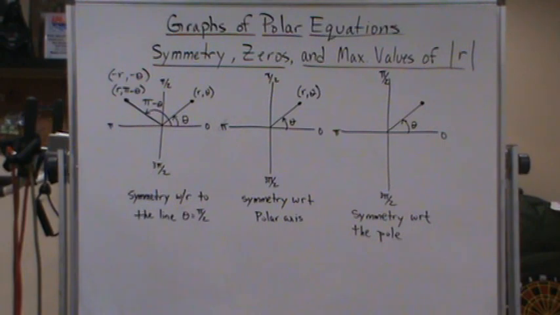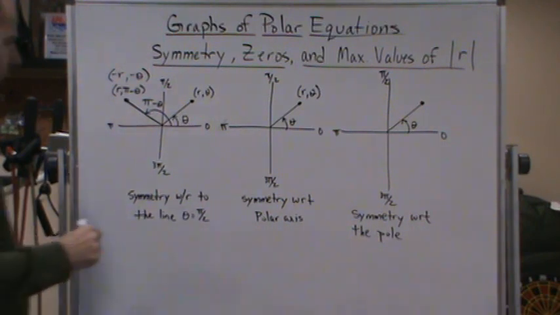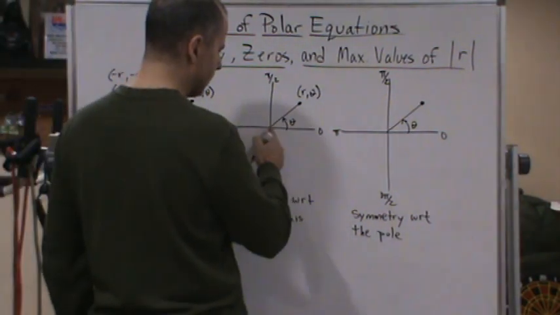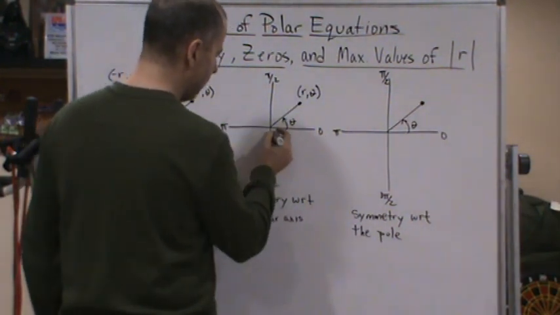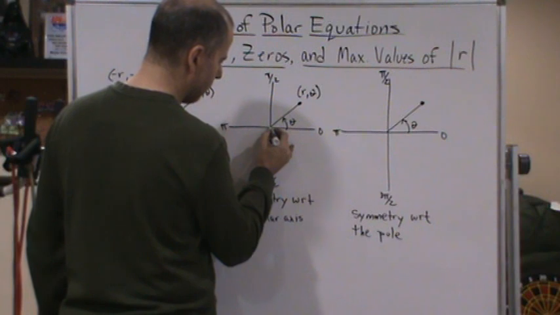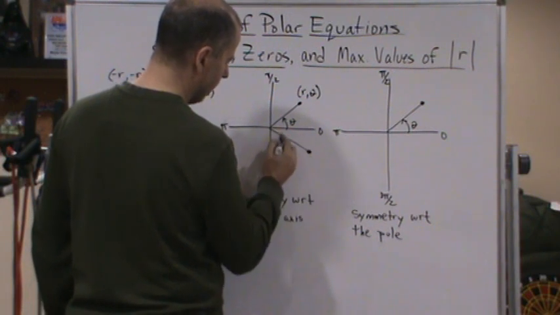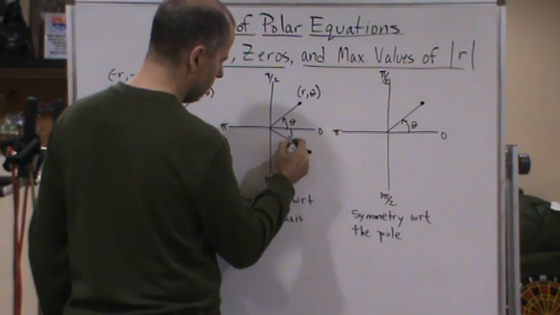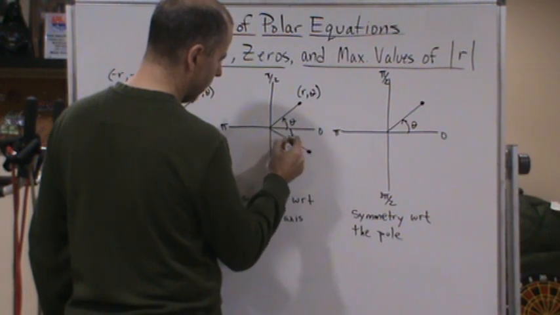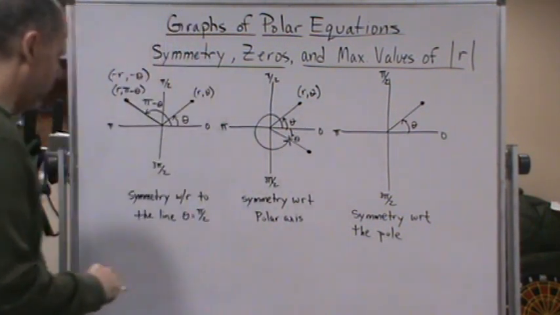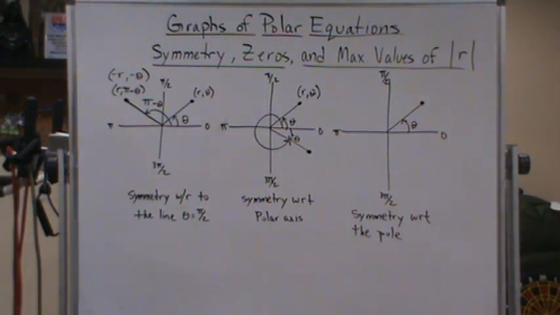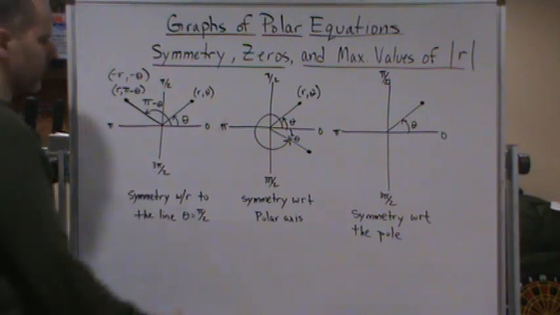Now, what about with respect to the polar axis? So now, if we look at the polar axis here, if it has symmetry with respect to the polar axis, then we would be looking at something like this. Negative theta, or all the way around, right? But typically we do negative theta.